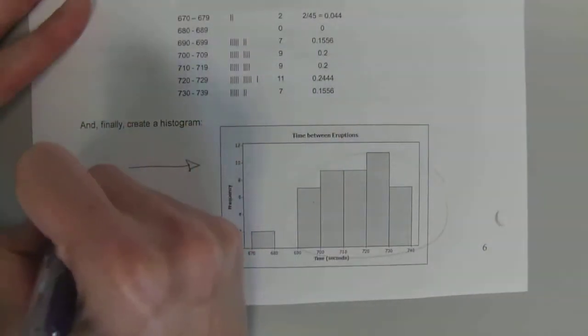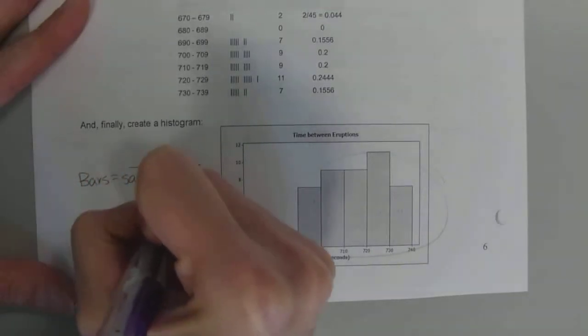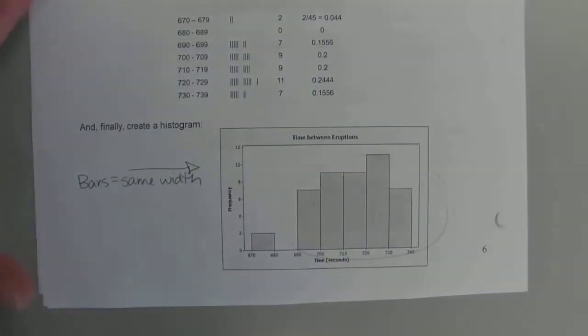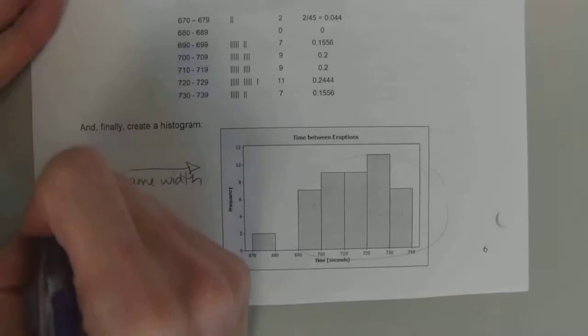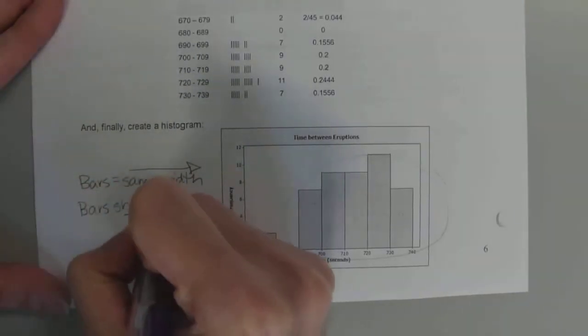There's a couple of things I want to point out. Notice the bars are the same width. All the bars are the same width. And all the bars share sides, right? There's no gaps. Bars share sides.